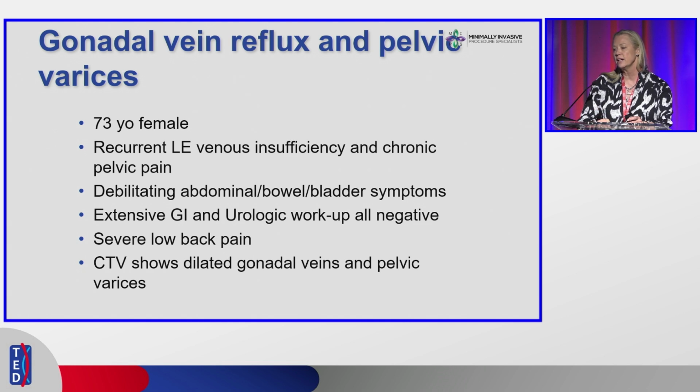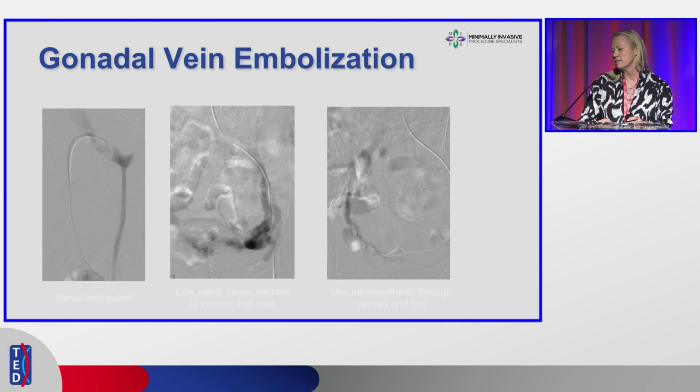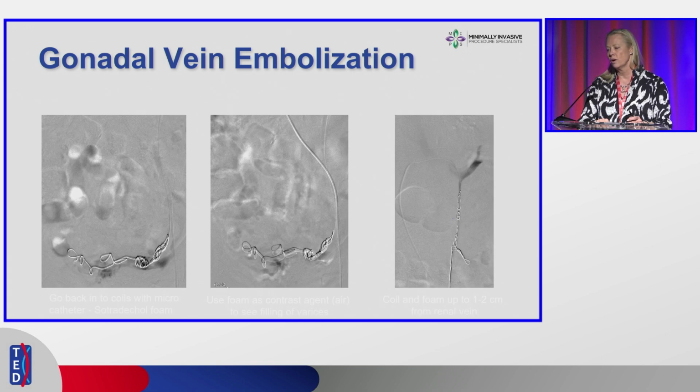This is a 73-year-old lady who's been symptomatic for years, lower extremity insufficiency, chronic pelvic pain, debilitating abdominal, bowel, and bladder symptoms, extensive GI and GU workup, severe low back pain. Nobody could find any cause, and she had pretty straightforward gonadal vein reflux with varices. I like to take the microcatheter all the way across the pelvis through the uterus into the varices on the other side and treat from there back with coils and foam. Really just treating the primary gonadal vein does not work in these patients. You really need to shut down all of their varices.